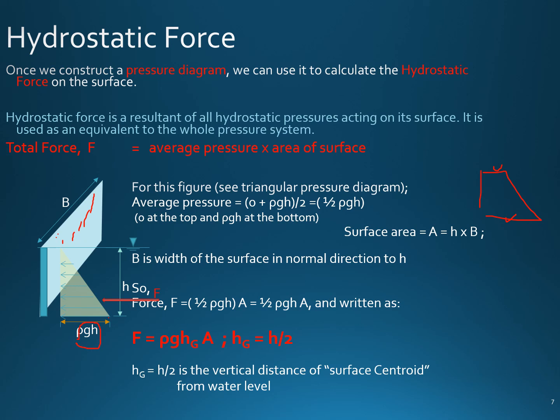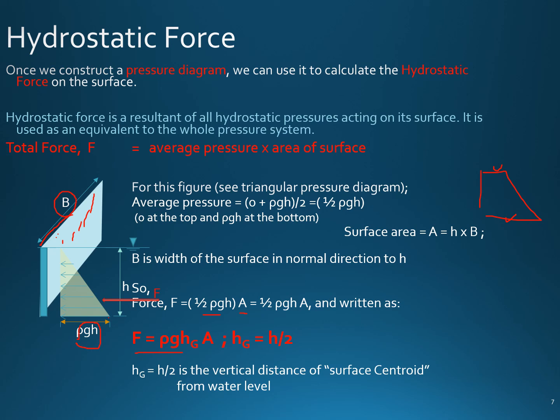That is the pressure, and now once we know the pressure, we multiply with the area. So area, whatever the width is, B times H gives us the area. So the hydrostatic force is pressure times area, which is the average pressure, half of rho g H, times area. So the hydrostatic force is written as F equals rho g Hg times area.